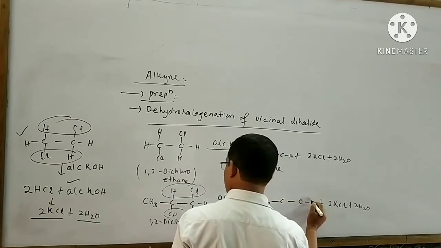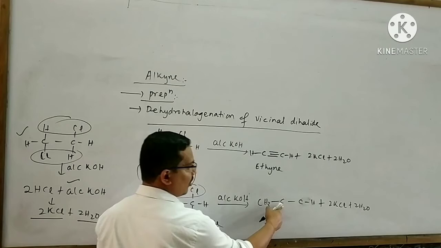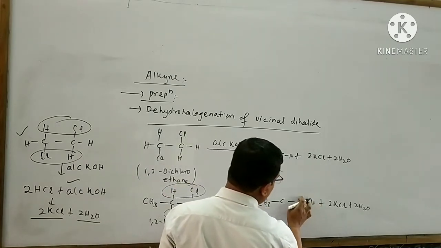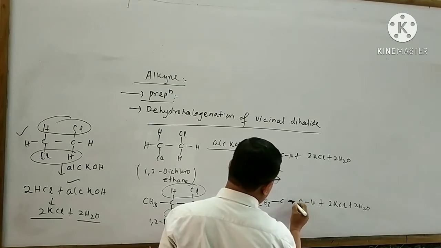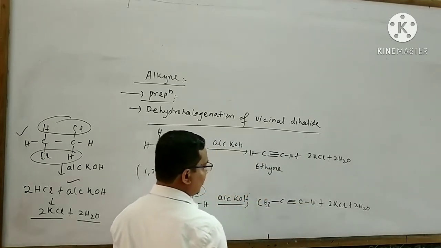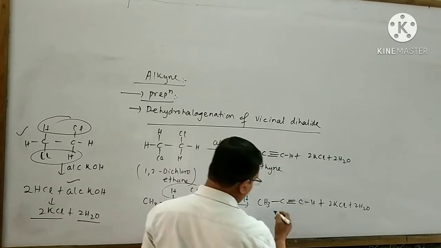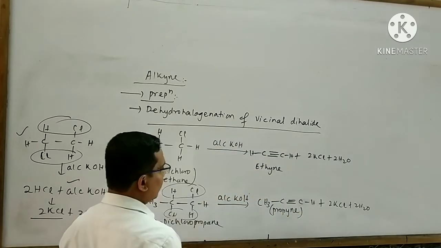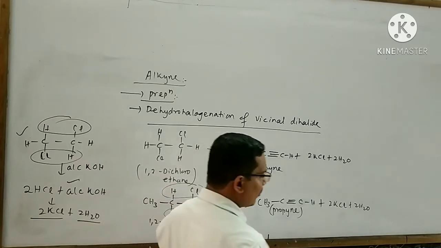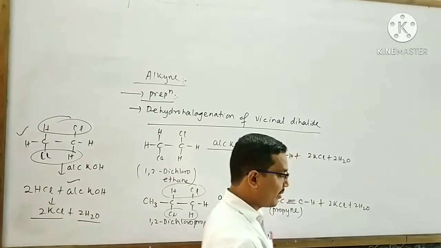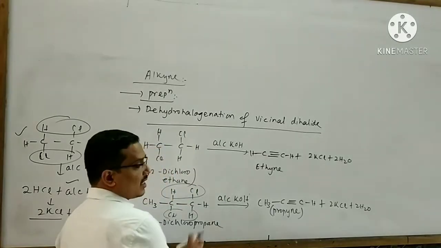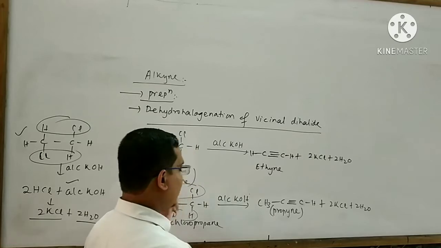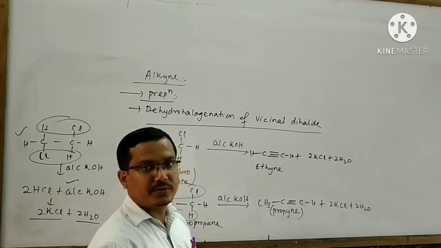Look at that. Here 2 bond is in empty condition. Here also 2 bond is in empty condition. It can be stabilized by giving a triple bond like this. The name of this product is said to be propyne. From this example, I can conclude and want to give a statement like this: when vicinal dihalide are treated with alkali OH, then alkyne is formed.